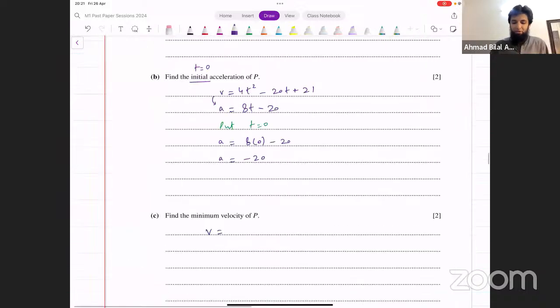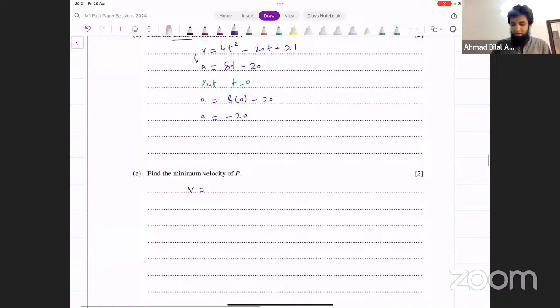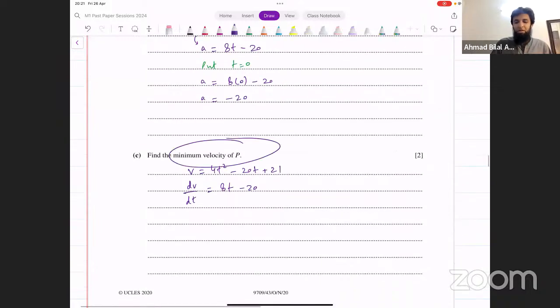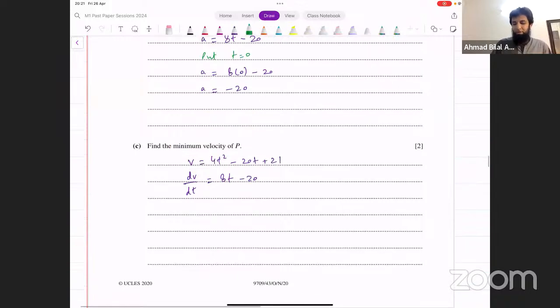This is the velocity function, 4t squared minus 20t plus 21. Let's differentiate it. We've done that already. Acceleration is the derivative of velocity. You can just put acceleration equal to 0, or you can say dv over dt, the derivative of v with respect to t, is 8t minus 20. When we're looking for minimum velocity, at that point the derivative should be equal to 0. We get 8t minus 20 equals 0. The value of t turns out to be 20 over 8, which is 2.5.